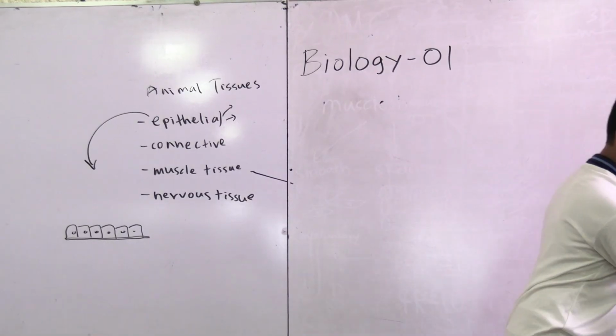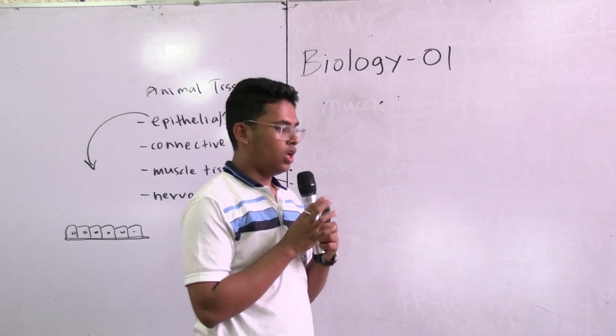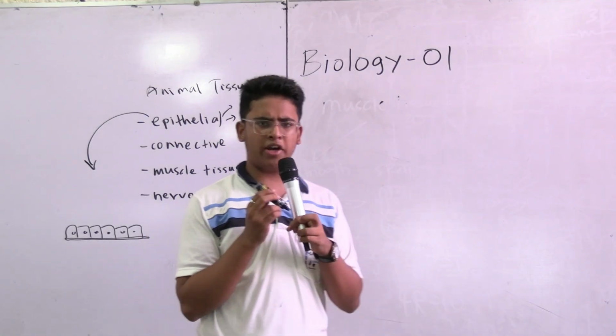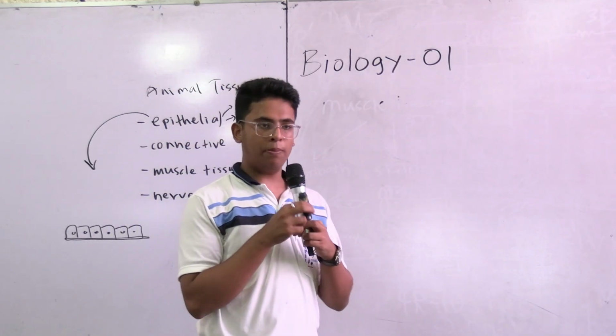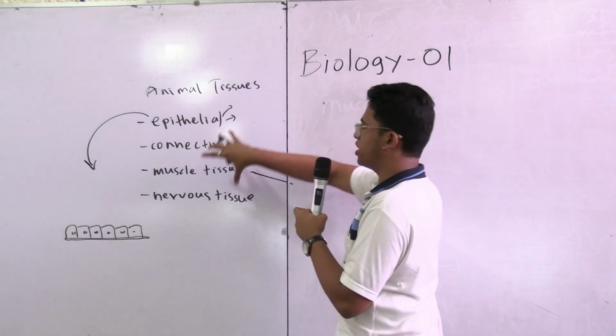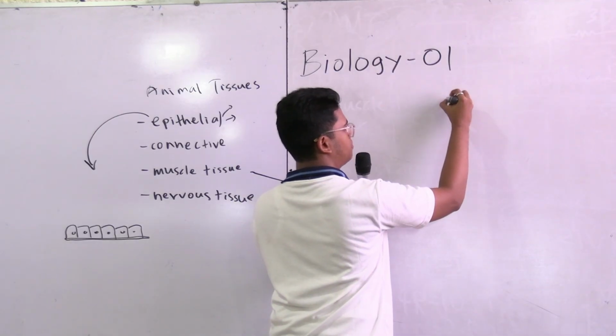Okay, next question. Consider the following features. Of the above features, features of parenchyma tissues are. So what's parenchyma tissue? Parenchyma tissue is a simple permanent tissue found in plant cells. So now we had a small discussion about animal tissues. Like that we can do for plant tissues as well.